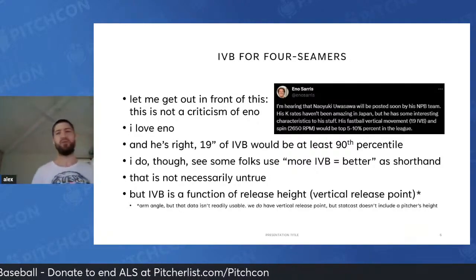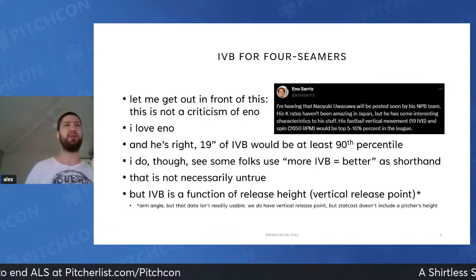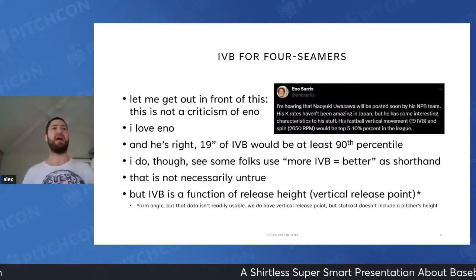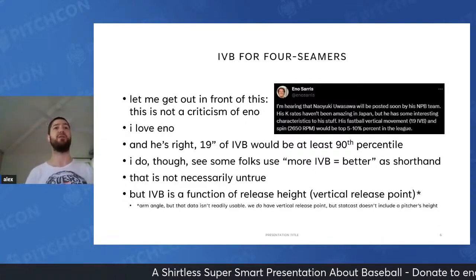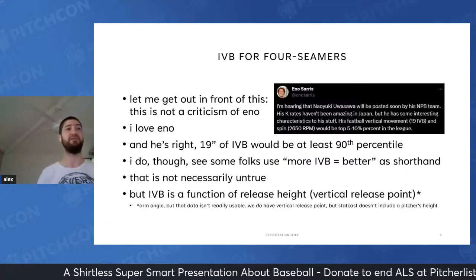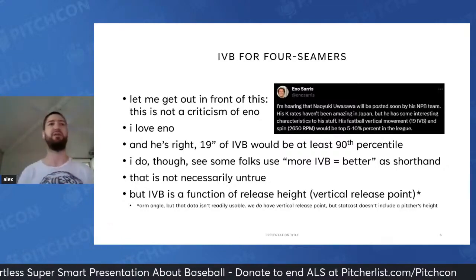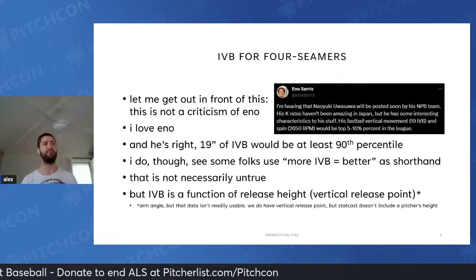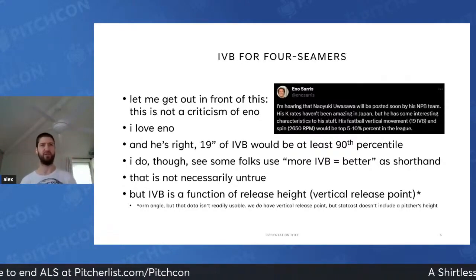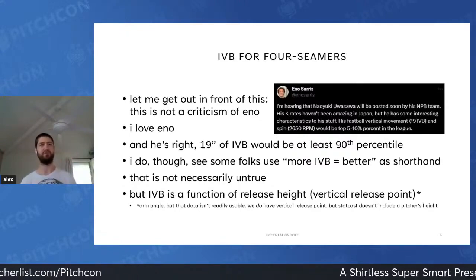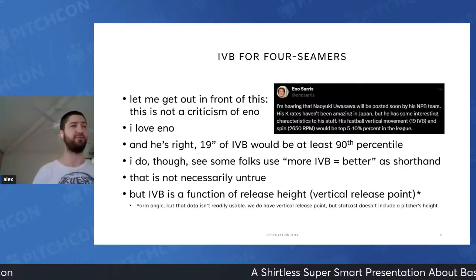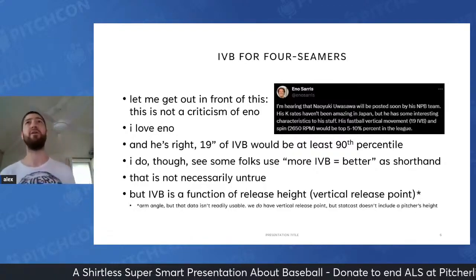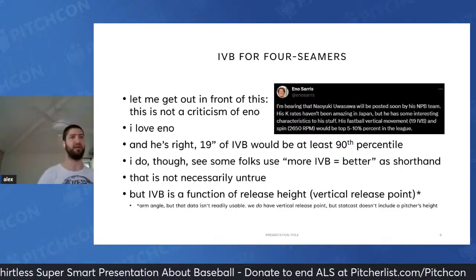He tweeted during the posting period for the NPB that Naoyuki Uwasawa hasn't had amazing K rates, but his fastball vertical movement, 19 inches of IVB, see, so we're using lingo here, IVB, would be top 5 to 10% in the league. So, I love Eno. This is not a criticism, you know, for using 19 inches and percentiles in absolute terms. And he's absolutely right. Like 19 inches of IVB would be at least 90th percentile. I think it's about 93rd percentile in the league.